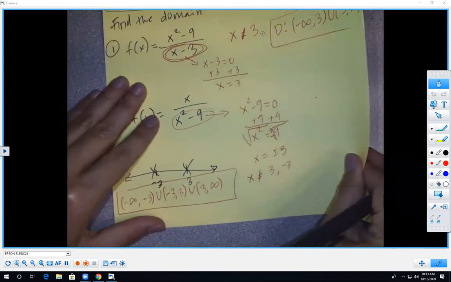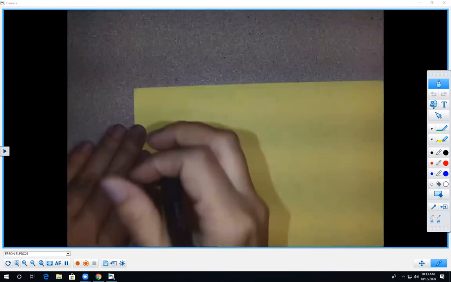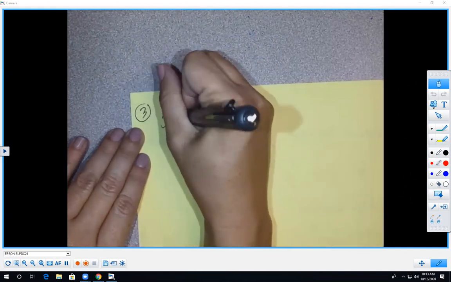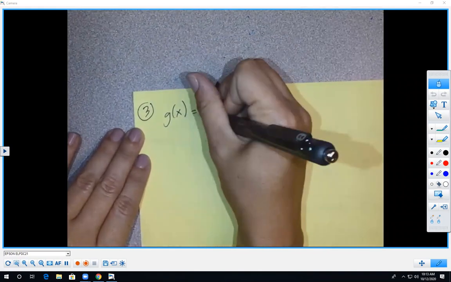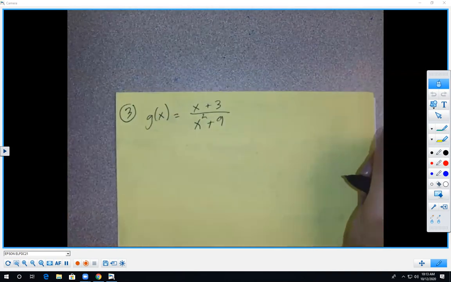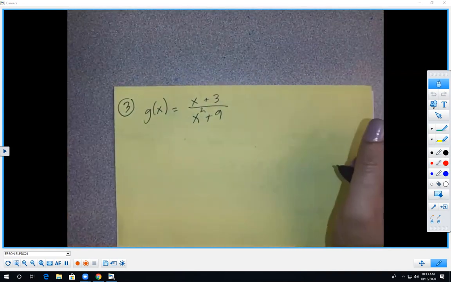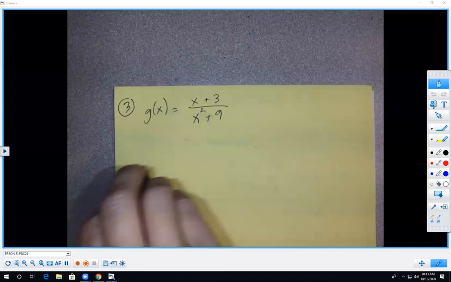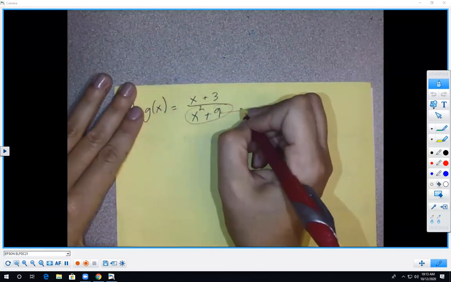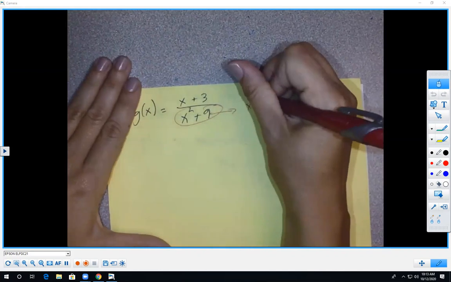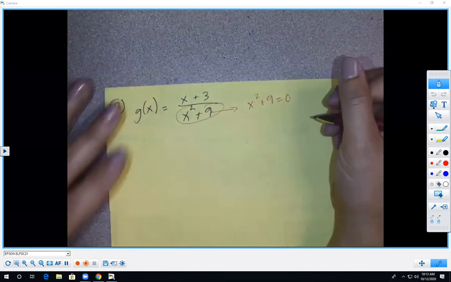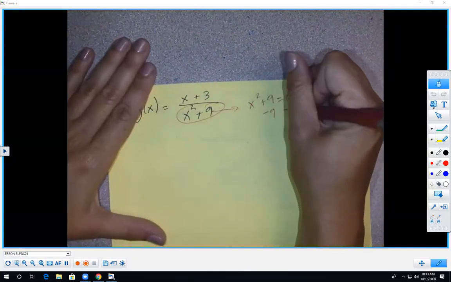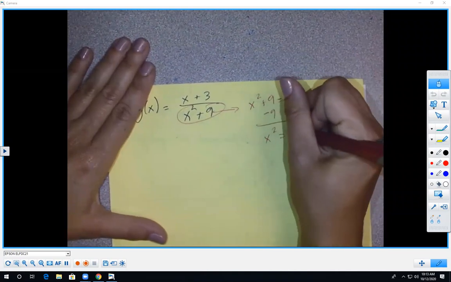Okay, what about if it was the problem g of x equals x plus 3 over x squared plus 9. So again, for your domain here, take the bottom, set it equal to 0 and solve. x squared plus 9 equals 0. If I solve the same way as I did last time, subtract 9 from both sides, I get x squared equals -9.